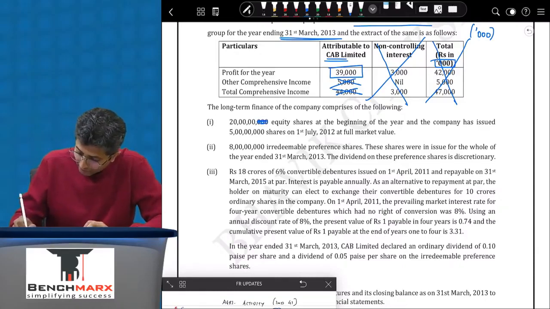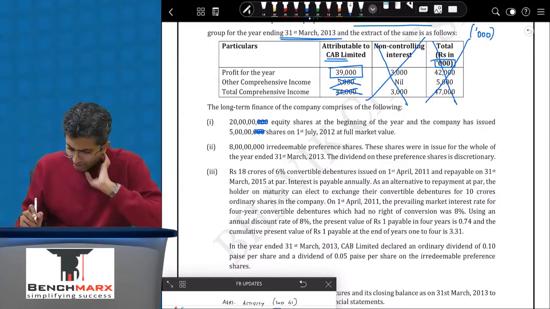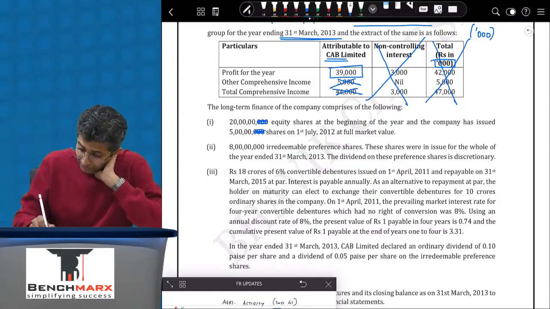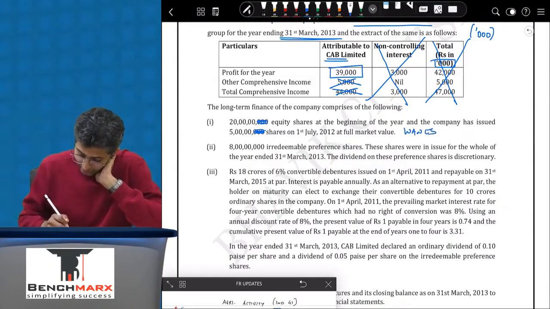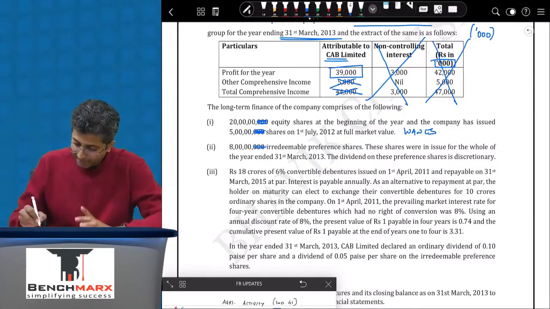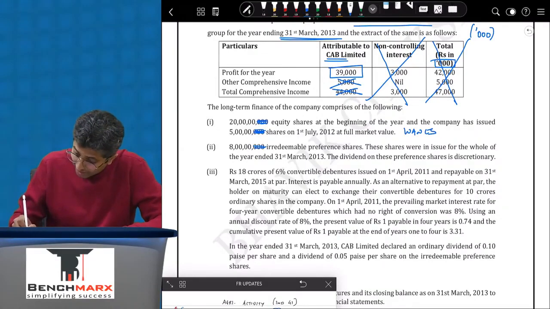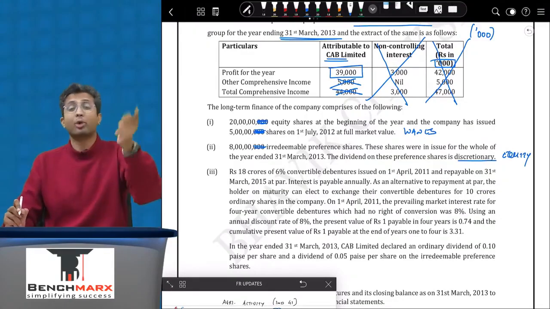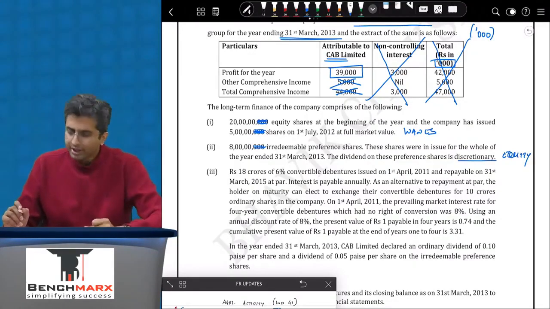Equity shares at the beginning of the year, and the company issued another 50,000 in 1,000 shares on 1st of July at full market value. So this will help you in calculating weighted average number of equity shares. Then there is 80,000 irredeemable preference shares. These shares are in issue for the whole of the year ended 31st March 13, and dividend on these preference shares are discretionary, which means these irredeemable preference shares are in the nature of equity, though they are not equity shares. They are not even potential equity shares. They are just in the nature of equity.